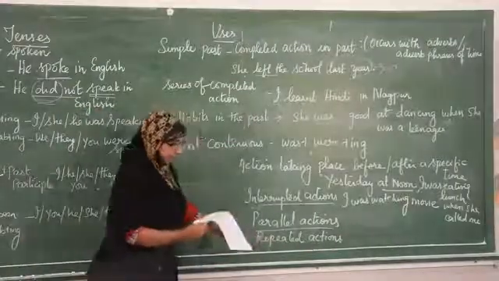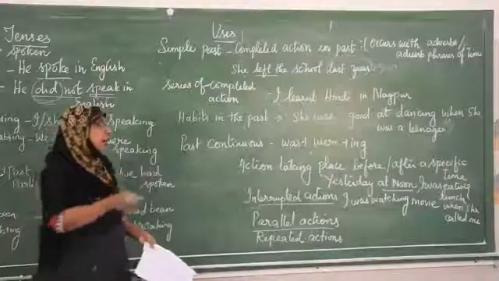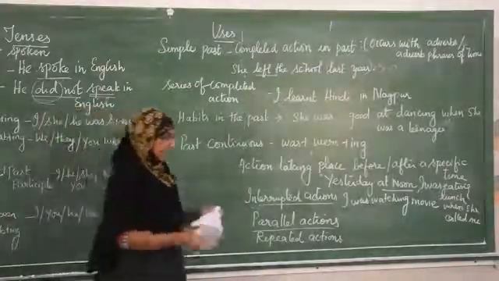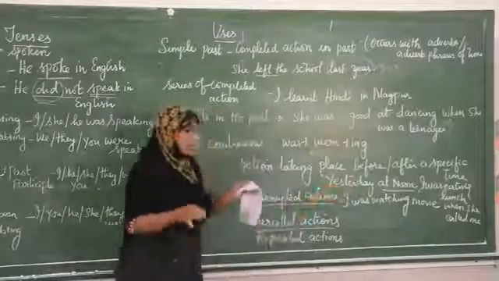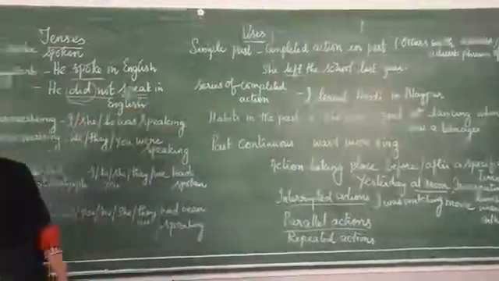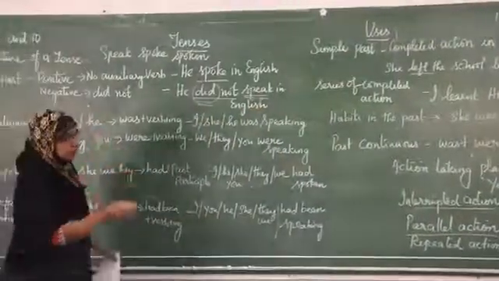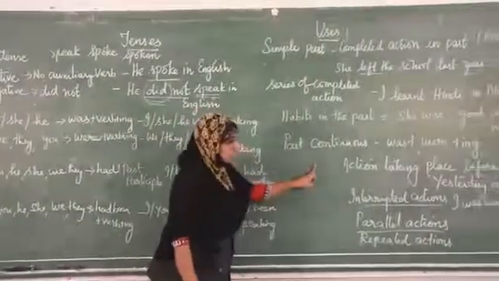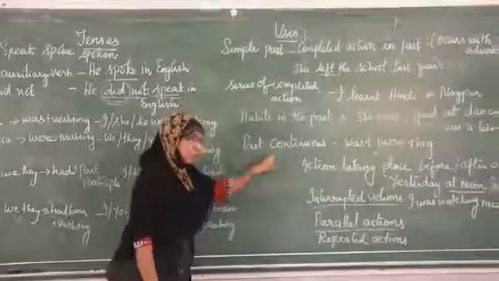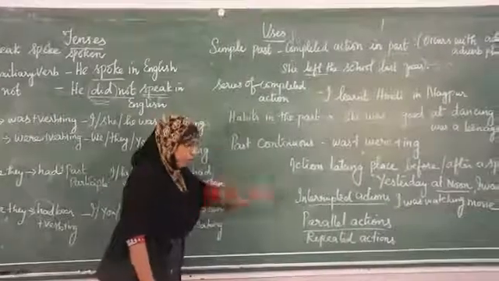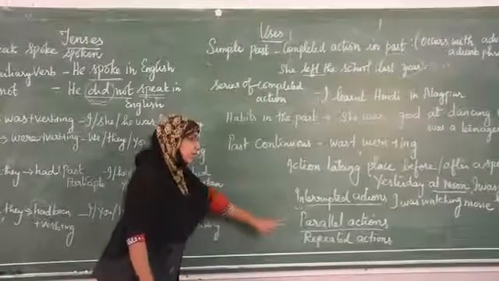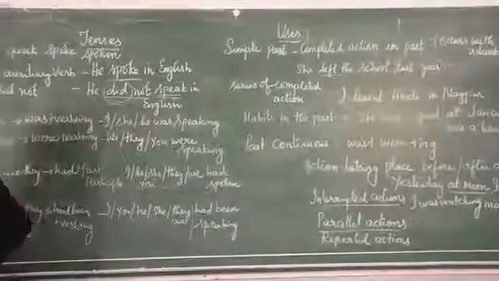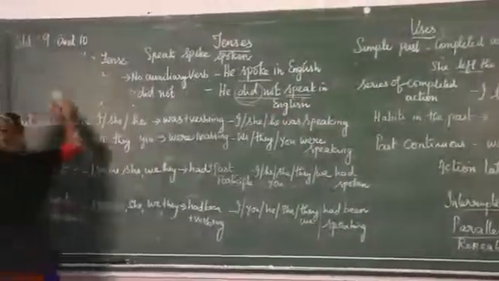Repeated action means to indicate the actions which are happening frequently in the past. My last roommate was always what? Leaving dirty dishes in the sink. So it refers to the action that is taking place in the past with a specific point of time. Interrupted actions, two actions going on at the same time. Repeated actions which happened frequently in the past. Next one is past perfect tense.